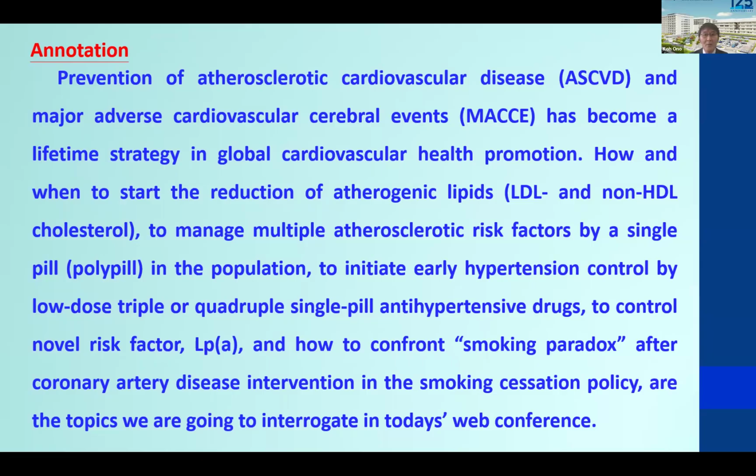First, how and when to initiate reduction of atherogenic lipids. Second, how to manage multiple atherosclerotic risk factors using a single tablet across the general population. Third, the initiation of early hypertension management with low-dose triple or quadruple combination antihypertensive agents. And finally, the management of Lp(a), a new risk factor, as well as strategies to address the smoking paradox in smoking cessation policies for coronary artery disease interventions.